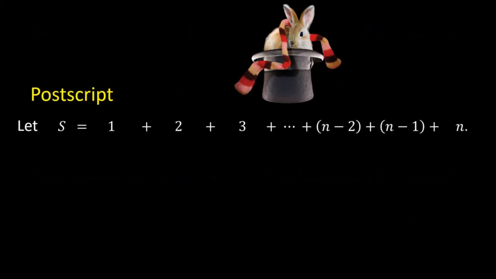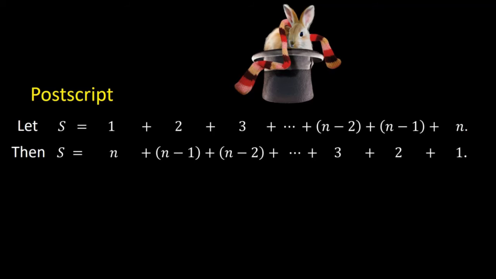Now, here is that postscript that I promised. We're interested in this sum, which I'll call S. It's 1 plus 2 plus 3 plus all the numbers up to n. And of course, if you list the same numbers in reverse order and add them again, you should get the same answer. It's again S.